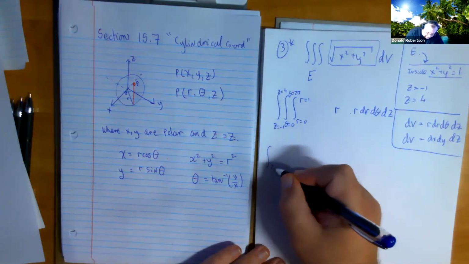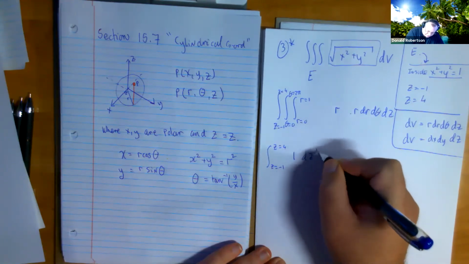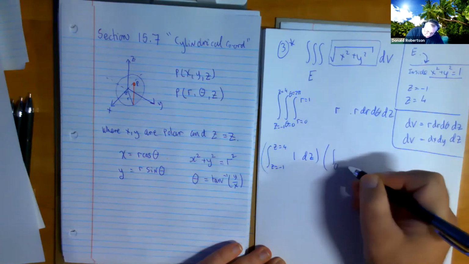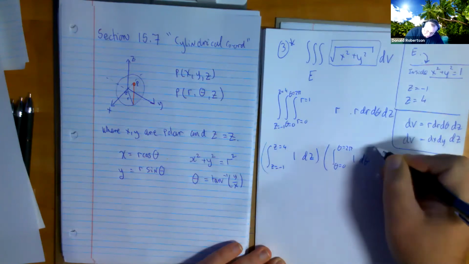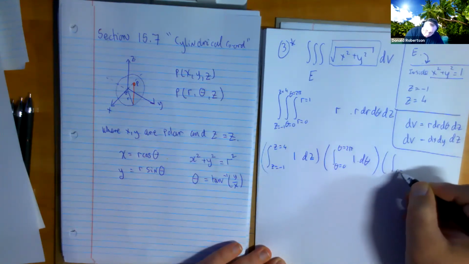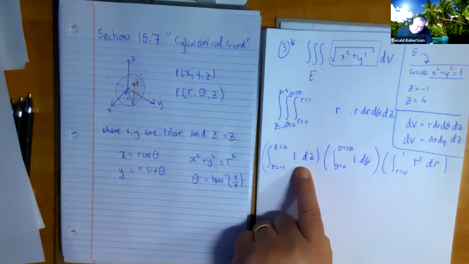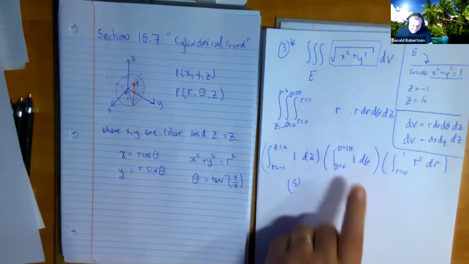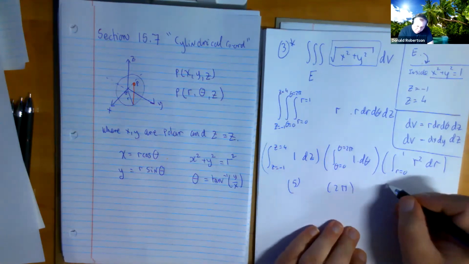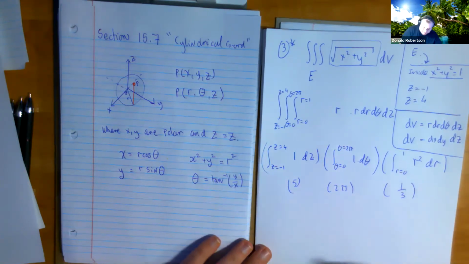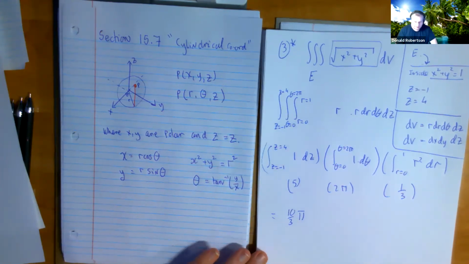So in that case, let's do it. That's going to be one of these guys, dz. We're going to go from theta equals 0 to 2 pi of 1. And then this last guy, r equals 0 to 1 of r squared dr. That guy there is 5. That guy there is 2 pi. And this guy here is 1/3 r cubed, which ends up being 1/3. You put this package together, and I believe the answer is 10/3 pi.